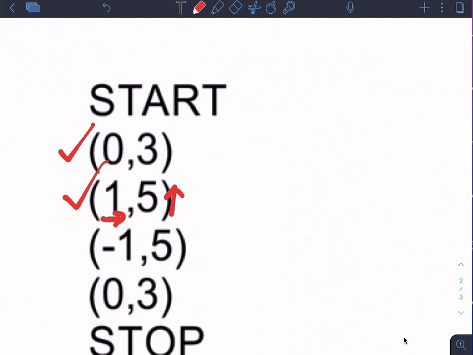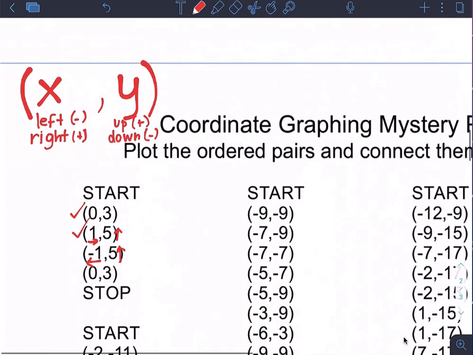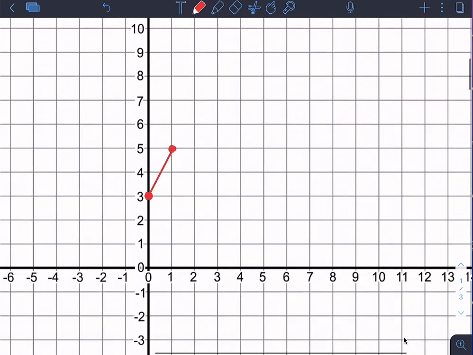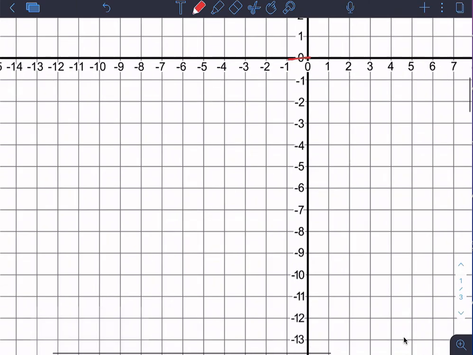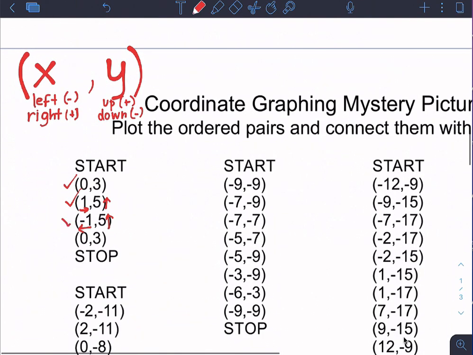Okay, now the next one tells me -1, +5. So this tells me to go to the left 1 and still up 5. So from that middle, going to the left 1 and up 5. I'm going to make this a little bit nicer. Okay, and then I have to connect this one to the last one that I drew, which was that +1, 5. Okay, and I did that.